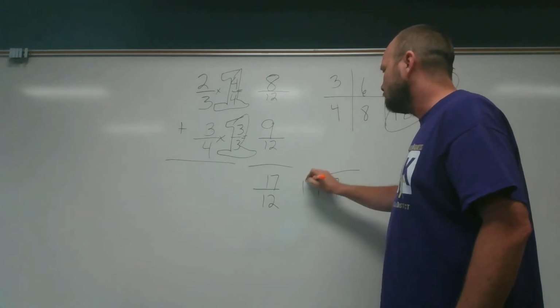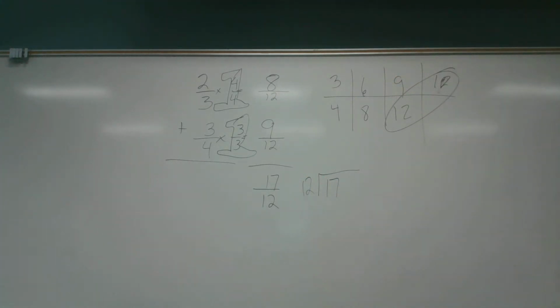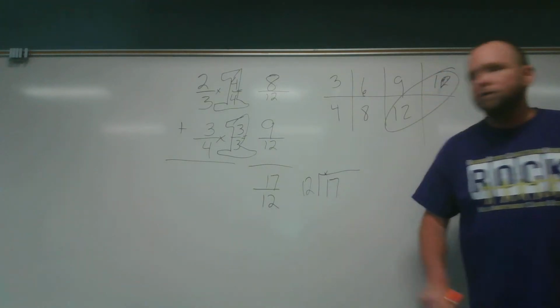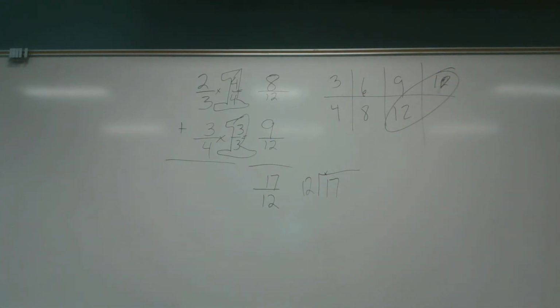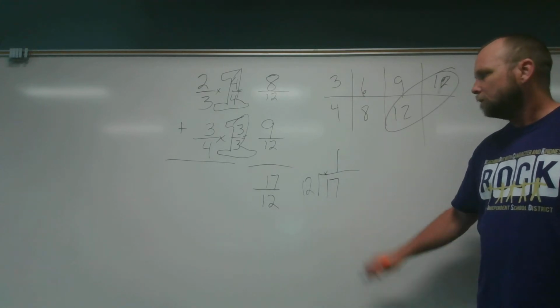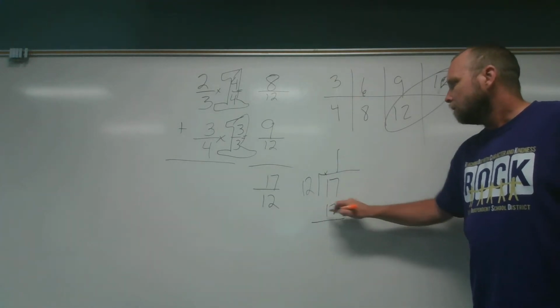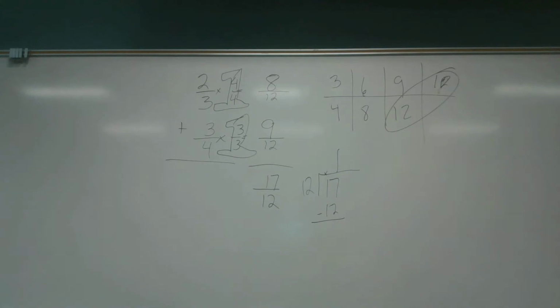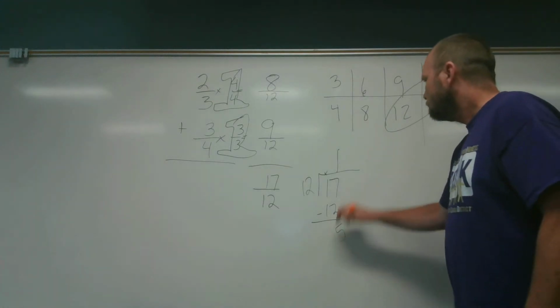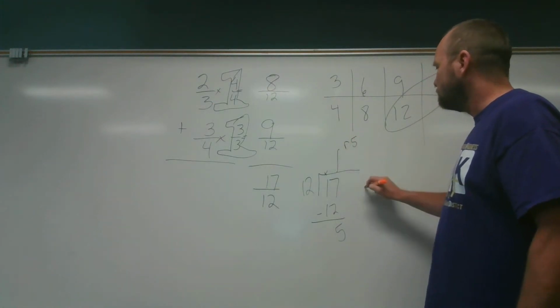17 divided by 12. Ari, does 12 go into 1? No. So I'm only going to have a 1-digit quotient. Ari, how many times does 12 go into 17? 1 time. Ari, what is 12 subtracted from 17? 5. So I have 1, remainder 5.